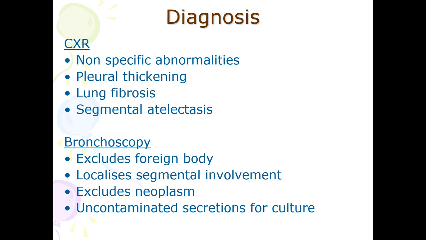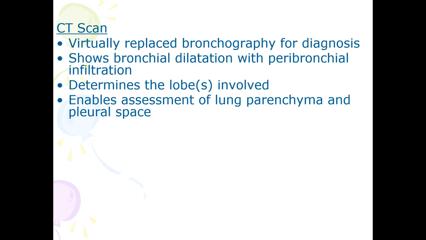Diagnosis by chest x-ray, which shows non-specific abnormalities or pleural thickening, lung fibrosis, segmental atelectasis. Bronchoscopy excludes foreign body, localizes segmental involvement, and excludes neoplasm, and collects secretions for culture and sensitivity. CT scan is important. It replaced bronchography, which was done before, for diagnosis. It shows bronchial dilatation with peribronchial infiltration, determines the lobe or lobes involved, and enables assessment of lung parenchyma and pleural spaces.